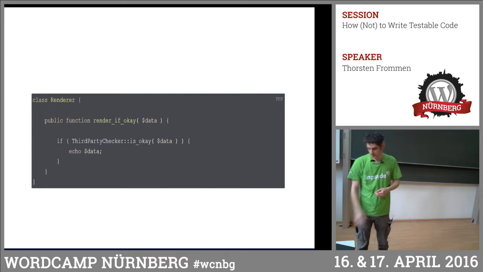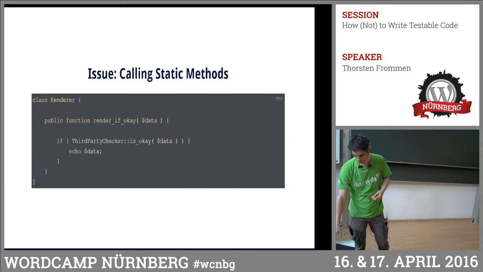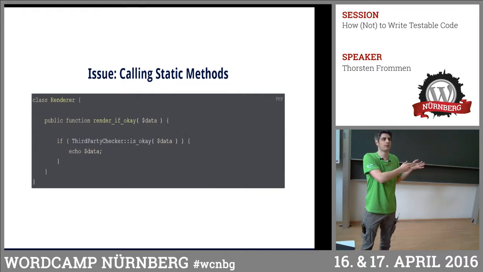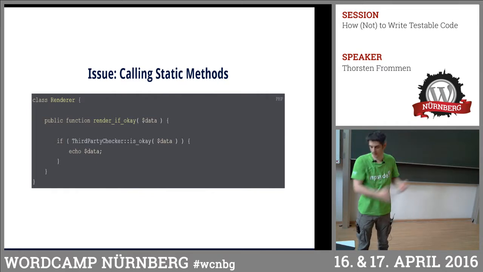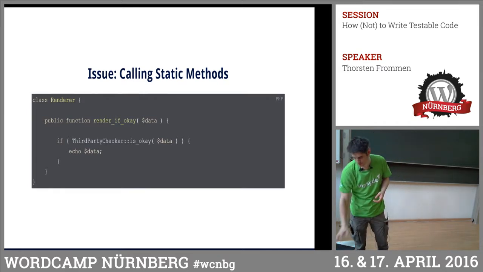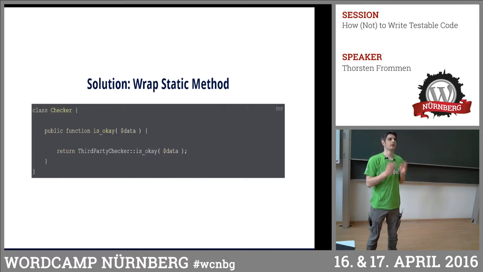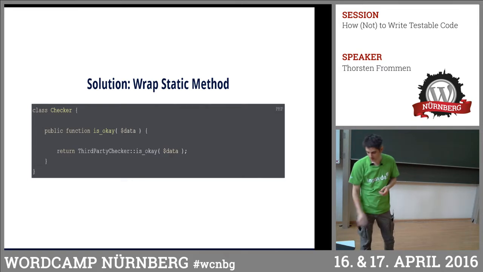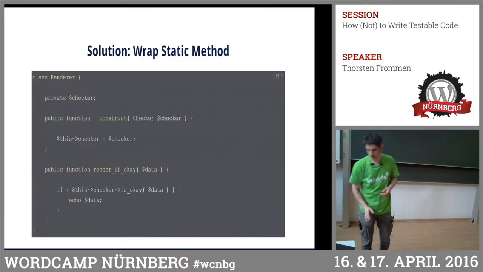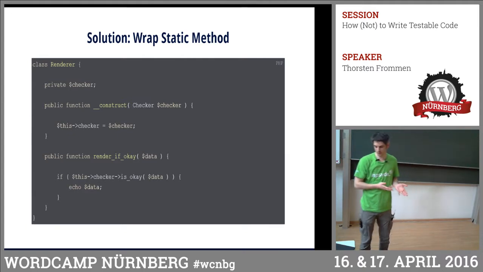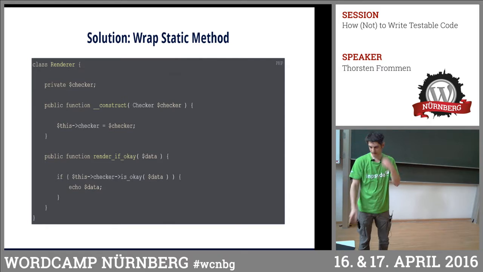The problem here is I'm calling static methods, which is something that I can only mock if I mock the static class, which I may not every time be able to. So what I could do here is just wrap the static method. I create a class that has a method which is just calling the static method of my static class, and then I inject my checker object into the class or the object I have, and then I can mock my checker object.